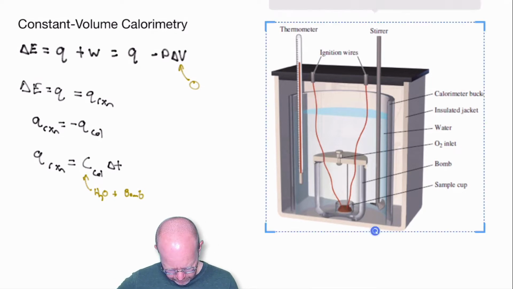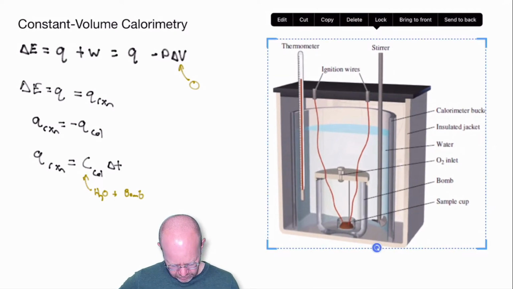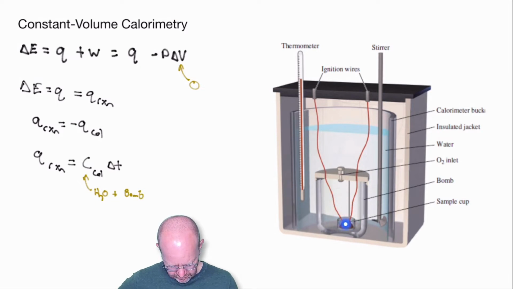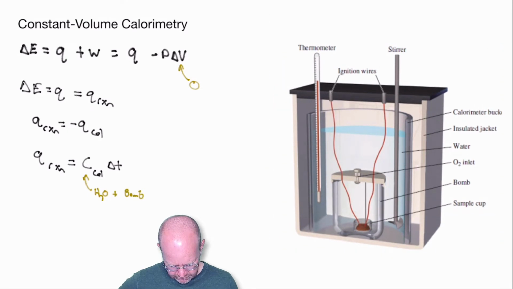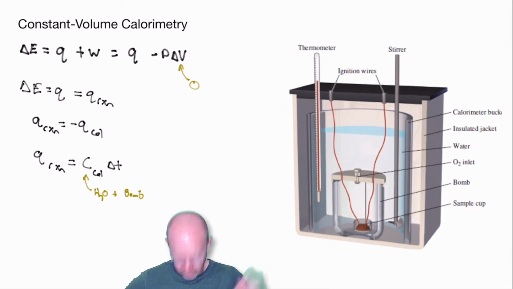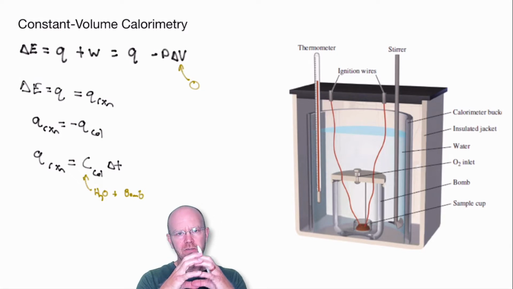And you're going to put a sample in here. You're going to pump this thing full of oxygen. So all that's inside there is the sample and the oxygen. And then you're going to have 2 little ignition wires that go through holes in the bomb that are sealed. So everything inside there is sealed. So the volume of that inner cylinder cannot change. So that's why we call this a constant volume calorimeter.